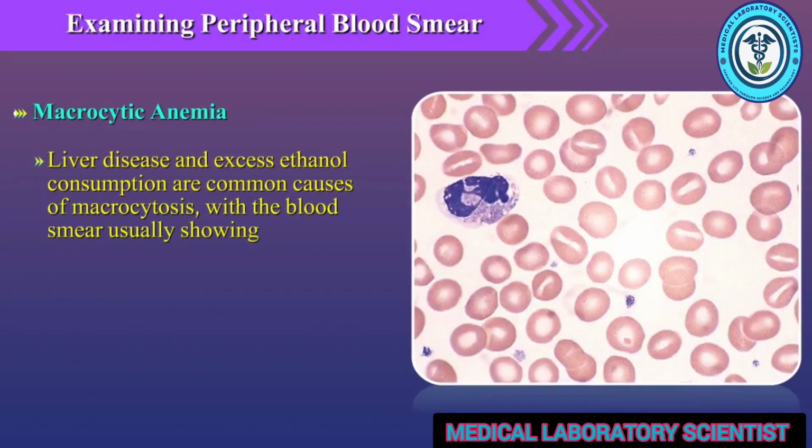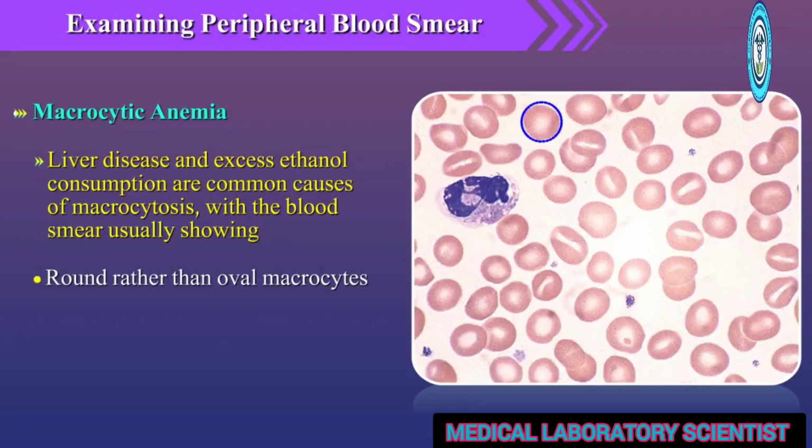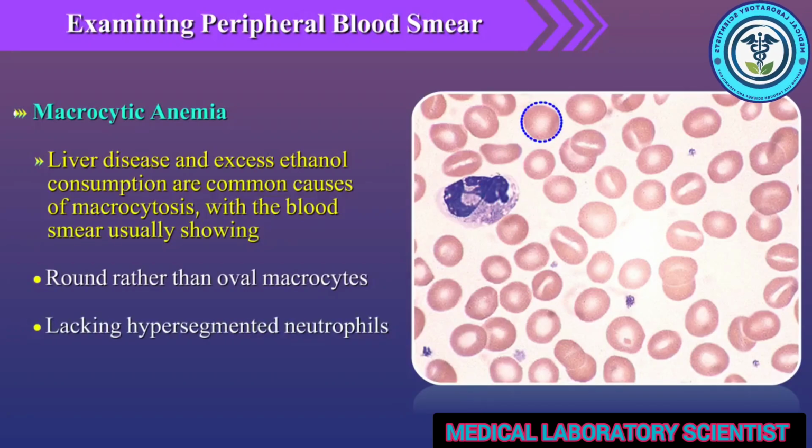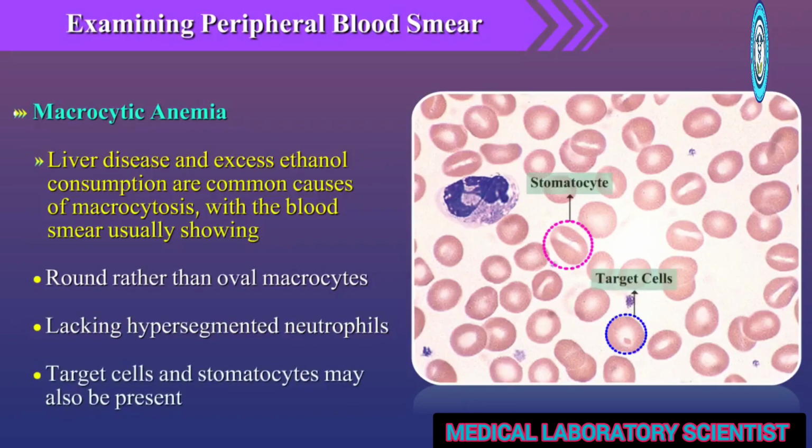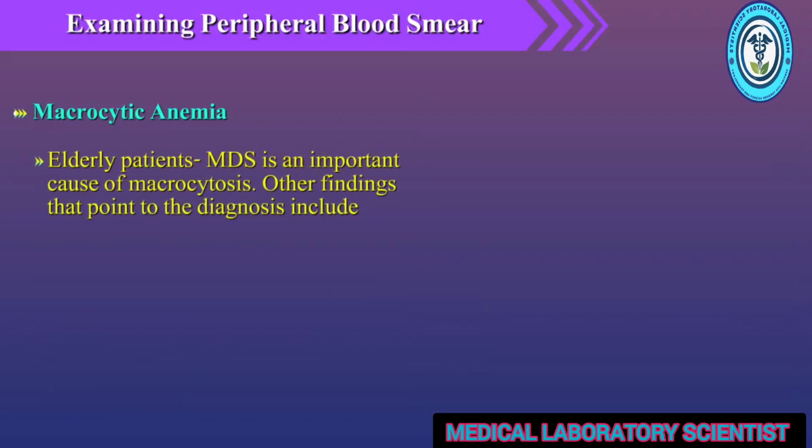Liver disease and excess ethanol consumption are common causes of macrocytosis, with the blood smear usually showing round rather than oval macrocytes and lacking hypersegmented neutrophils. Target cells and stomatocytes may also be present. In elderly patients, myelodysplastic syndrome is an important cause of macrocytosis.